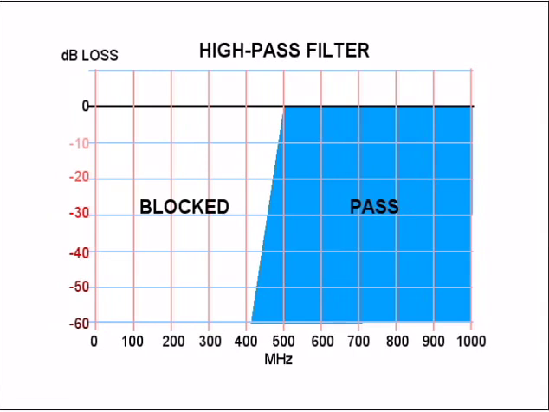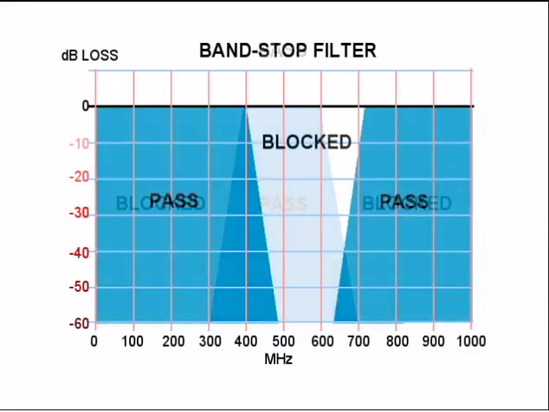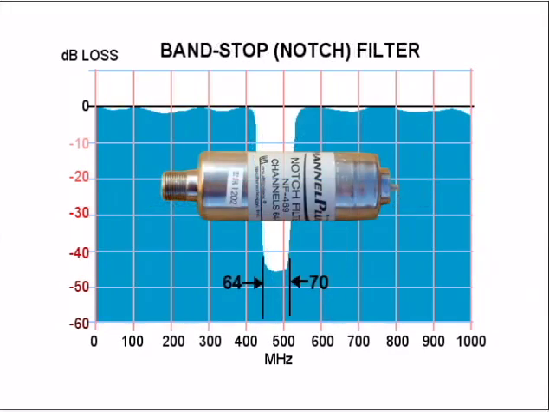It passes frequencies above a specified value and attenuates frequencies below. A bandpass filter passes a range of frequencies in between a low and a high value. A band stop filter is the opposite of a band pass. It blocks a range of frequencies. Now these are also called notch filters and can be used to remove one or a group of frequencies or channels. This channel plus notch filter is a good example. It blocks cable channels 64 to 70.